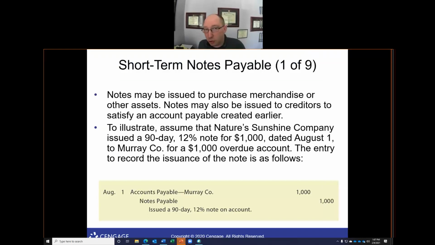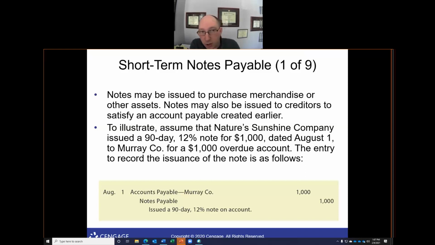Okay, let's talk about short-term notes payable. Short-term notes payable is a conversion. Here's how it works. Let's say we had a bill that said, hey, pay us within 30 days. And we said, hey, I can't pay you in 30 days, but I can pay you within 90. So your supplier will then say, okay, we could do that, but we're going to have to charge you interest for the 90 days. And you think it's a good idea, so you decide to do that.